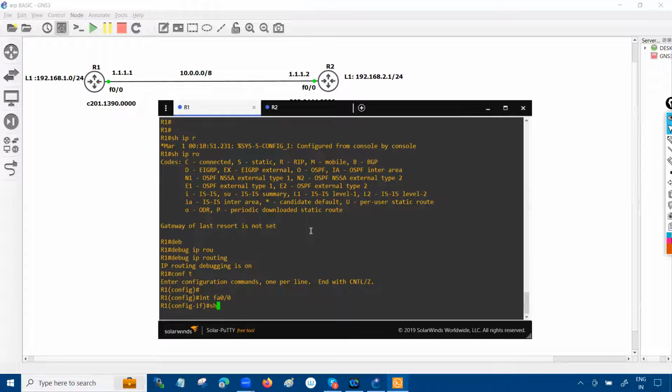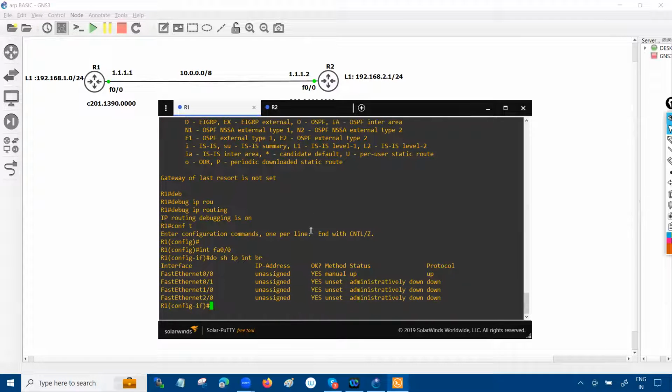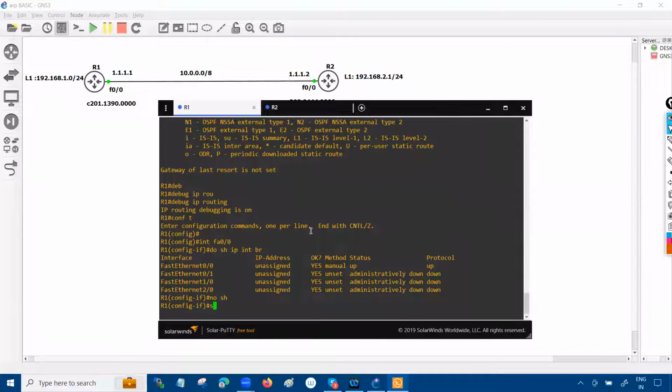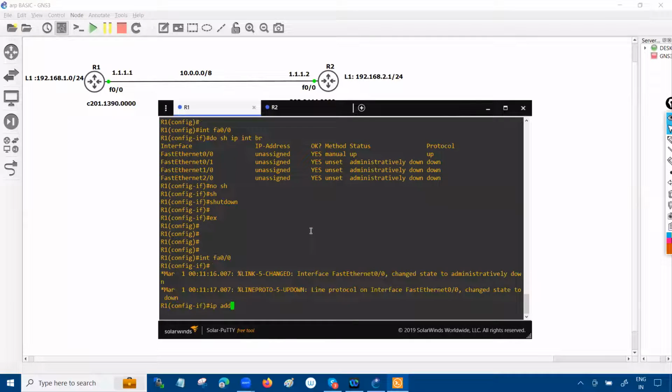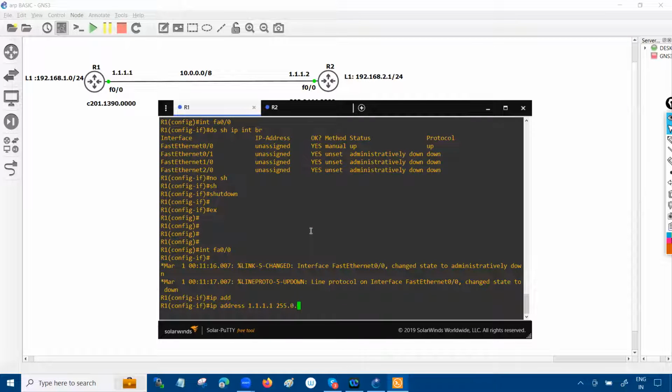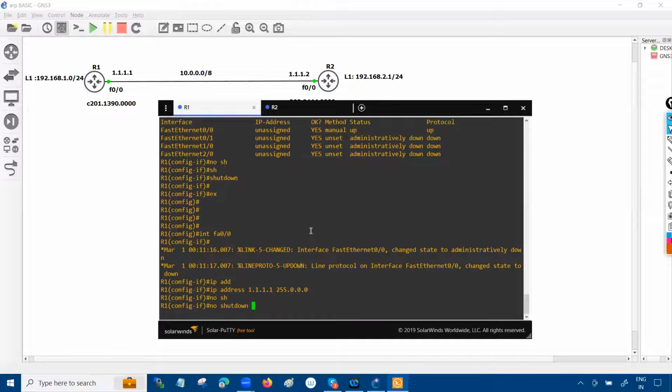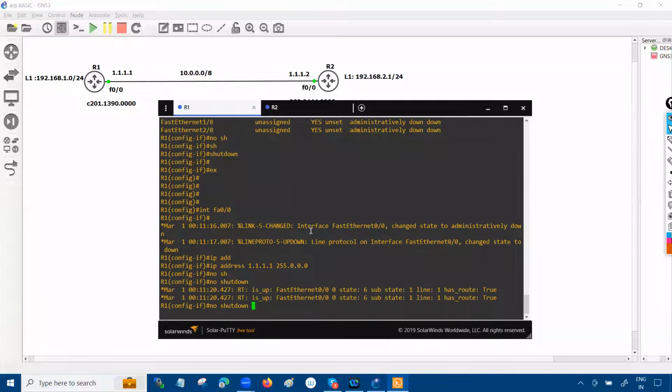And now if you see interface 0/0, let me check whether the interface is up or not. So it's up. Let me make a shutdown. So interface 0/0, the IP address will be 1.1.1.1/8. And once I put the command no shutdown, what happened? The router will find the subnet for this particular IP and add this information to the routing table.